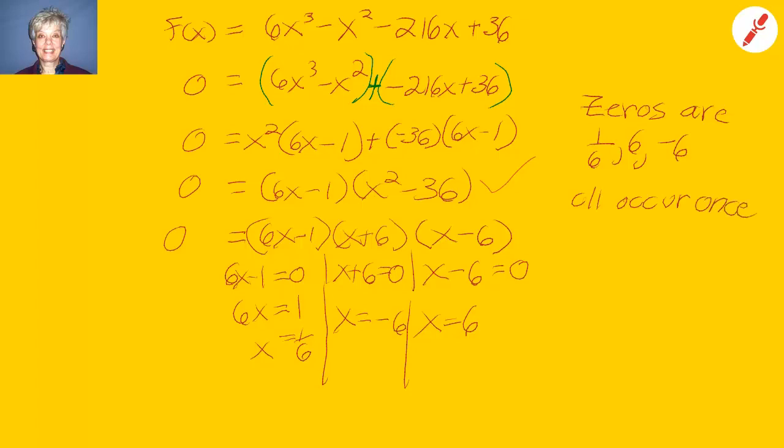This is supposed to be the word all. All occur once and therefore have multiplicity what? Multiplicity 1.